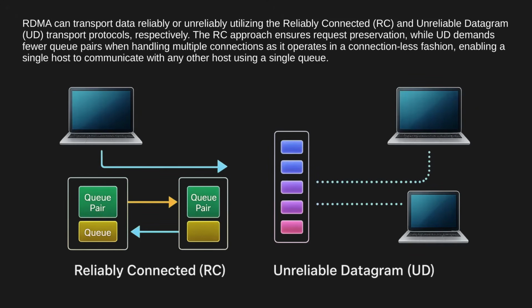RDMA can transport data reliably or unreliably, utilizing the reliably connected, RC, and unreliable datagram, UD, transport protocols, respectively. The RC approach ensures request preservation, while UD demands fewer queue pairs when handling multiple connections as it operates in a connectionless fashion, enabling a single host to communicate with any other host using a single queue.